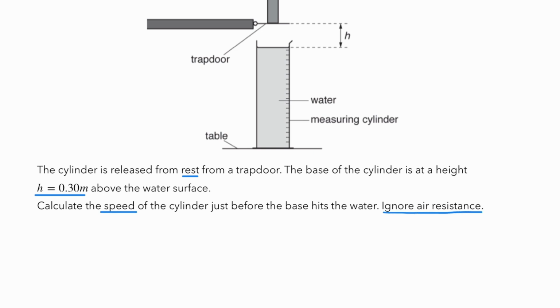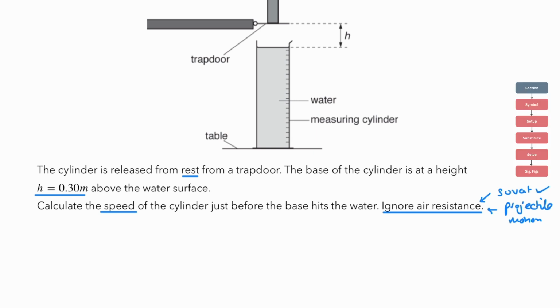Ignore air resistance. Do you remember my exam tip from earlier? If it says ignore air resistance, you're looking at Suvat equations or projectile motion. Given we're only in one direction here, it's just down, we're looking at Suvat equations. And that helps us with step 1 of the Solve Smart method. Head to the part of your data booklet that has Suvat equations or the equations of motion. The next step is to write the symbols down. Well, U equals 0.